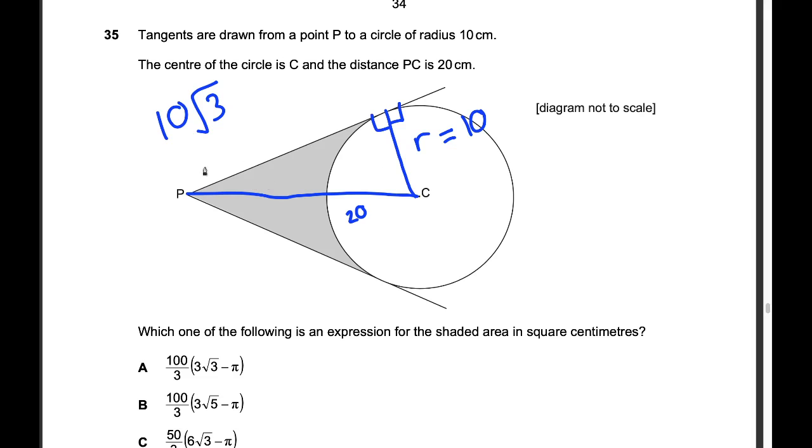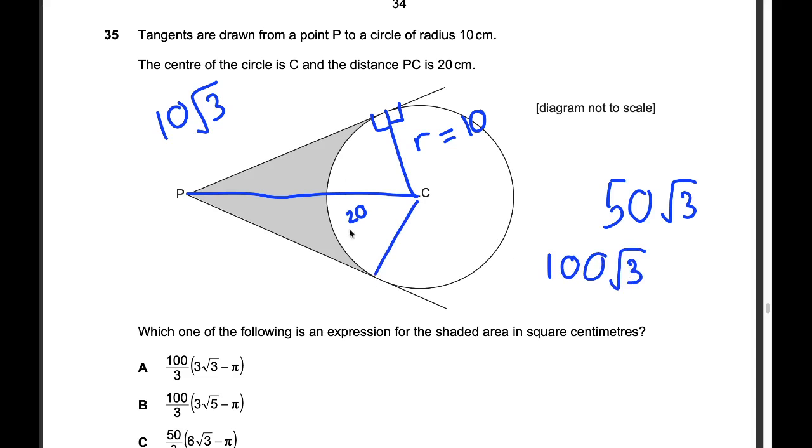So if I want to work out the area of this triangle, I know it's going to be 10 root 3 times 10 divided by 2. So it's going to be 10 times 10 is 100. Divide that by 2, that's 50. So it's going to be 50 root 3. And so my two triangles, if I consider the other one as well, that's going to be 100 root 3.